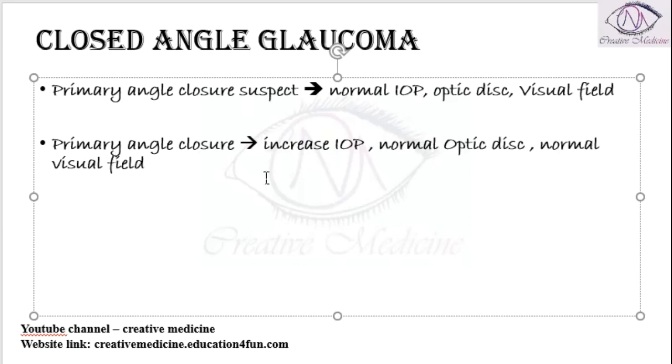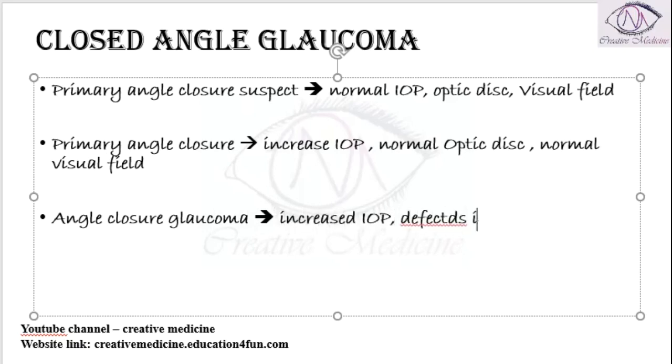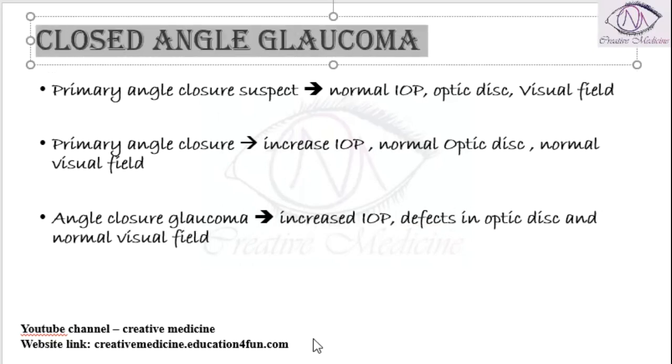Whereas in angle closure glaucoma, all of them are affected, that is, there will be increased intraocular pressure, there will be defects in the optic disc, and defects in the visual field are also seen. So these are the three types of angle closure glaucoma.